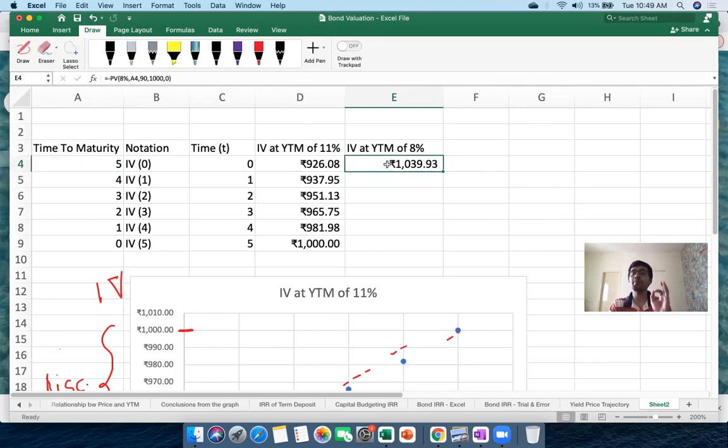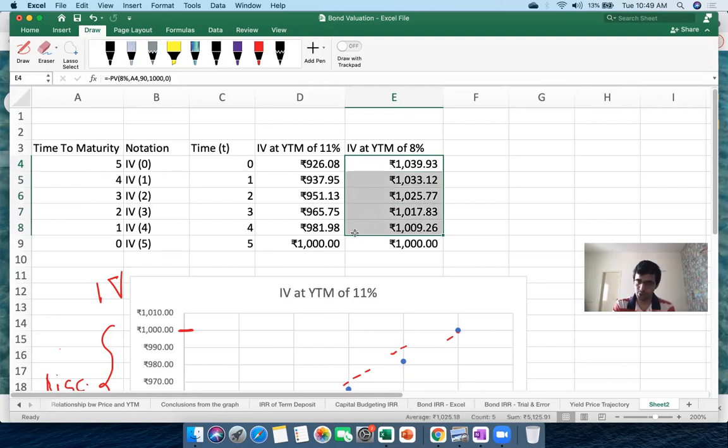I have a premium bond because the bond's intrinsic value today is greater than the par value, and this is called a premium bond. If I just copy this formula and drag it and hit enter, I see that this bond's intrinsic value is actually decreasing as time passes by. As the time to maturity keeps reducing, the intrinsic value reduces, and at t equal to 5, one moment before the maturity, the intrinsic value of this bond is equal to the par value.